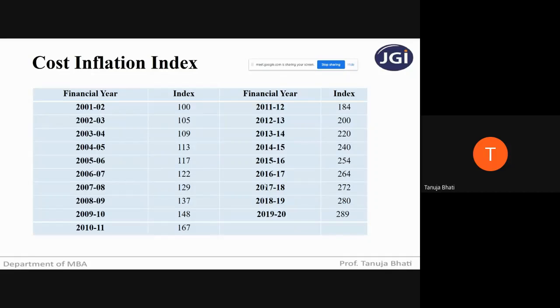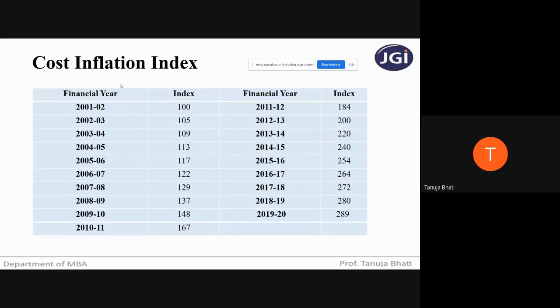When I say the transfer has taken place in the year 17-18, for the CII for the year of transfer you have to check the financial year 17-18, which is 272. When I say the asset is purchased in 2004-05, you have to see the financial year 04-05 and take the CII for that year, which is 113. This is how you have to pick.